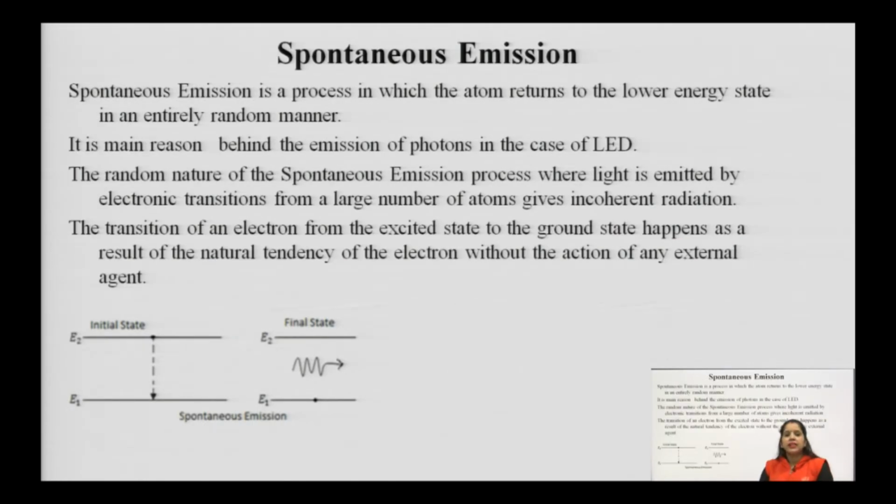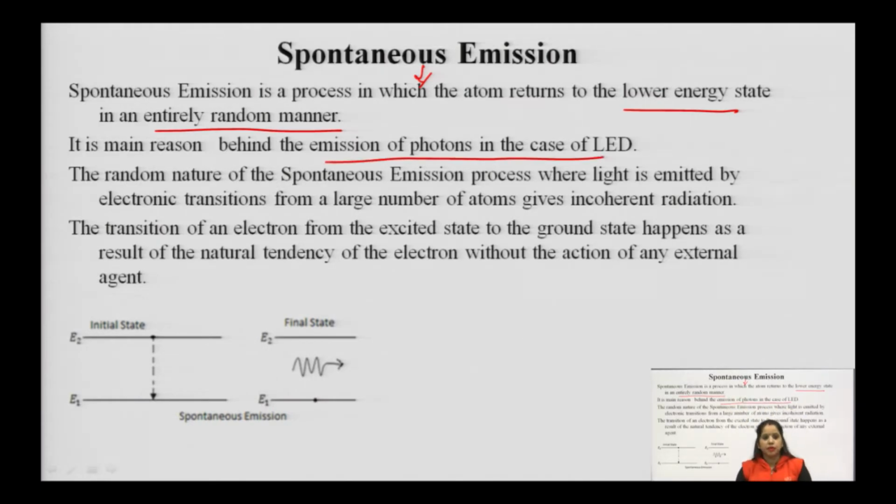Now, here is the main mechanism behind how the LED functions. The main process responsible for the emission of light from the LED is spontaneous emission. So, what does spontaneous emission mean? Spontaneous emission is a process in which atoms return from the higher energy level to the lower energy level in an entirely random manner, and this is known as the spontaneous process. It is the main reason behind the emission of photons in the case of LED.